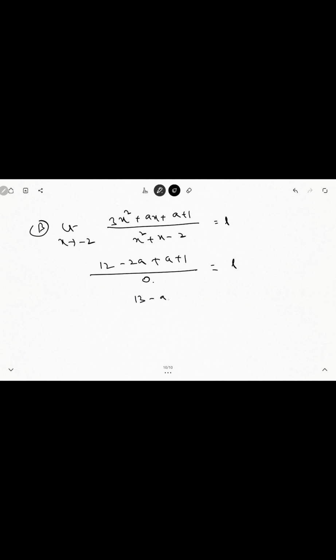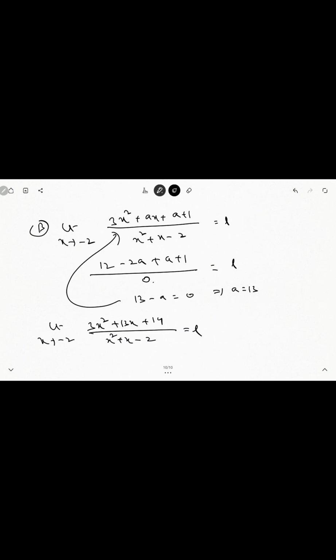So 13 minus a is equal to 0. I mean this part must be 0. So a is equal to 13. So substitute here: limit x tends to minus 2, (3x square plus 13x plus 14) by (x square plus x minus 2) is equal to L, because a is 13.